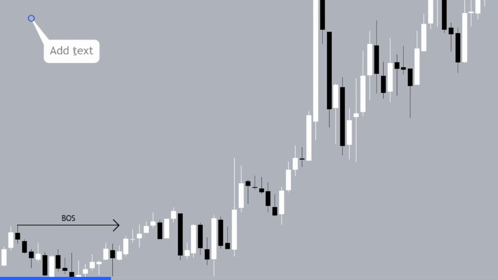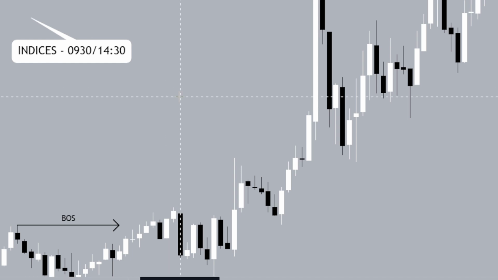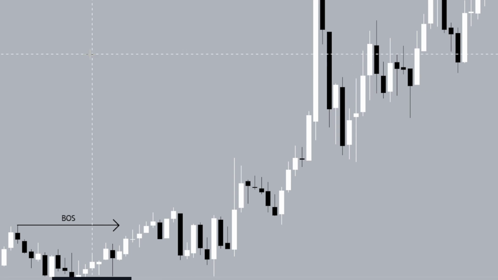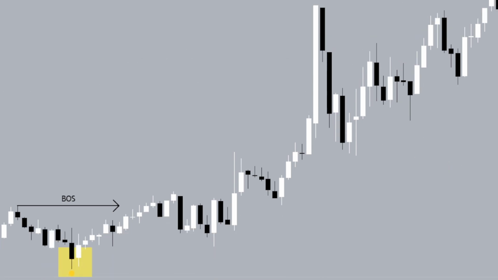So we have the indices, right? So the US indices market opens at 9:30 Eastern time, right? Which corresponds to 2:30 p.m. here in the UK, right? So indices opens at 9:30 Eastern time, or 2:30 UK time. So your job is to identify a fair value gap within that region after the open.